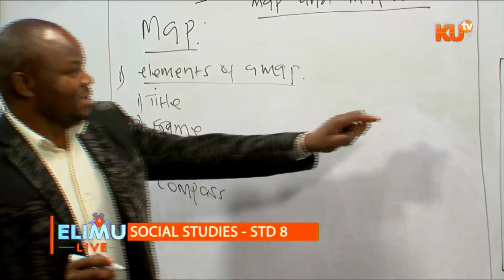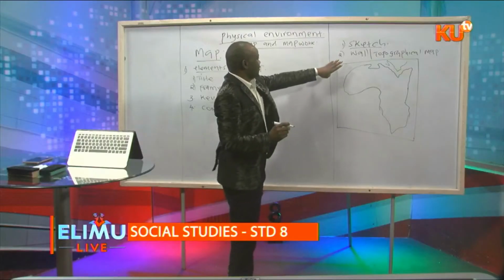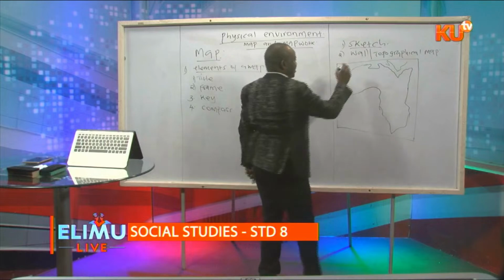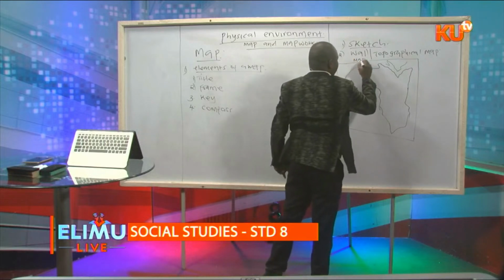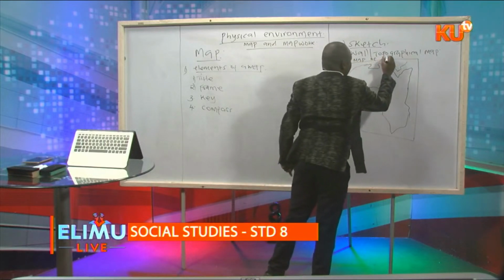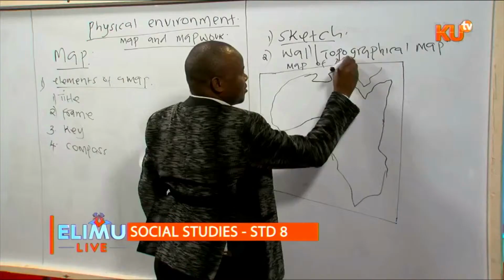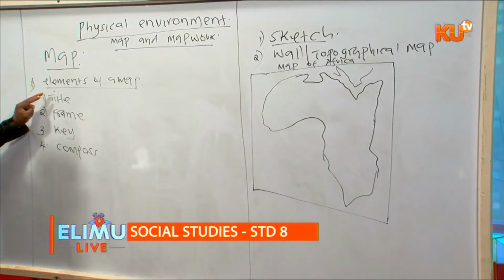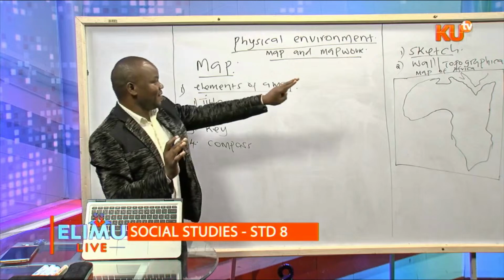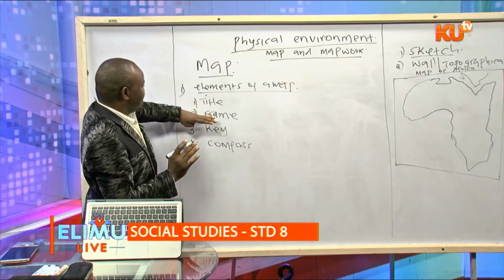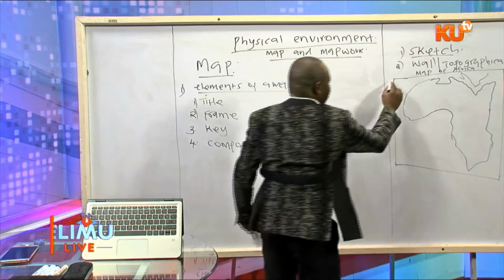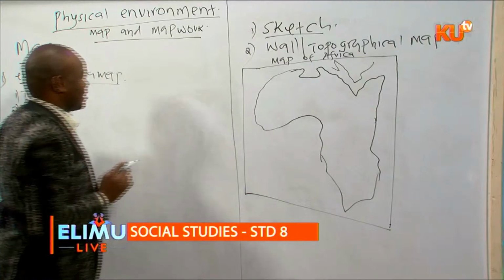First, let me talk about this. For example, this is the map of Africa. That is our title, Map of Africa. Then the frame is here. The map of ours has a frame.